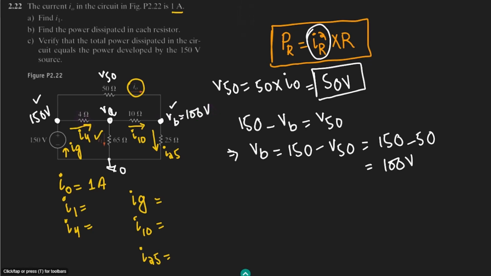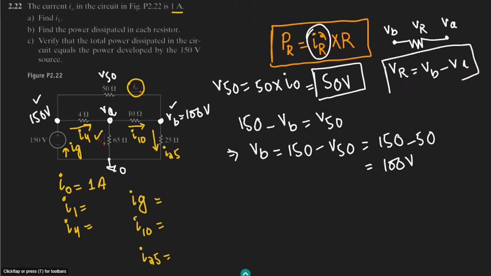Why this? Because this is the potential difference. If we have a resistor here, with VB at one end and VA at the other, and I want to find the voltage across this resistor, then VR is equal to VB minus VA. That is the potential difference formula, and this is what I have applied here in this branch. So this is 100 volts and this is already known.